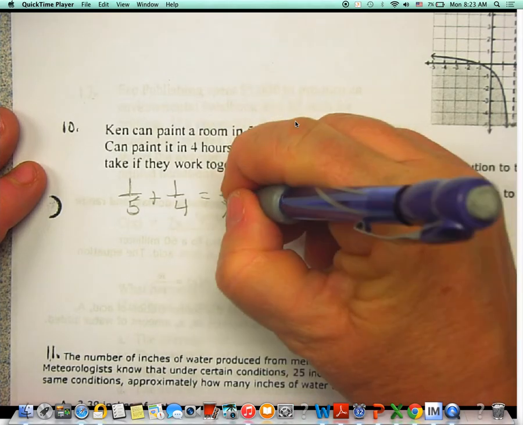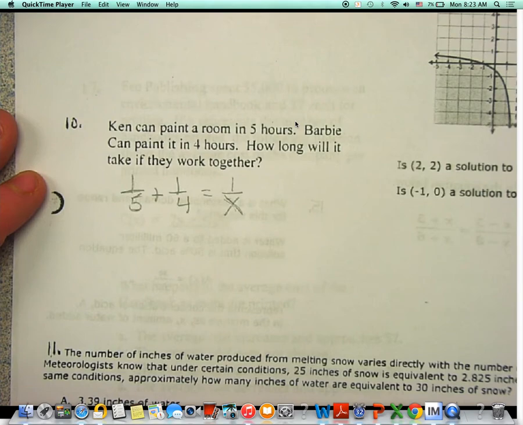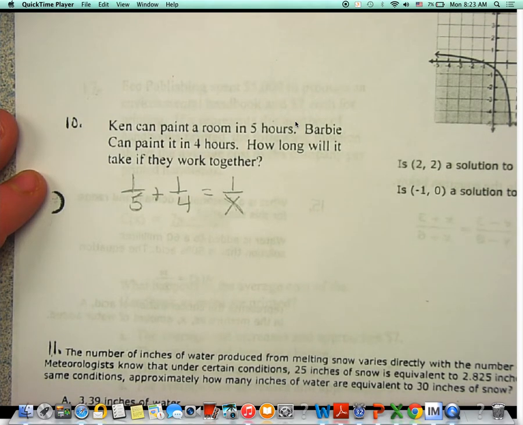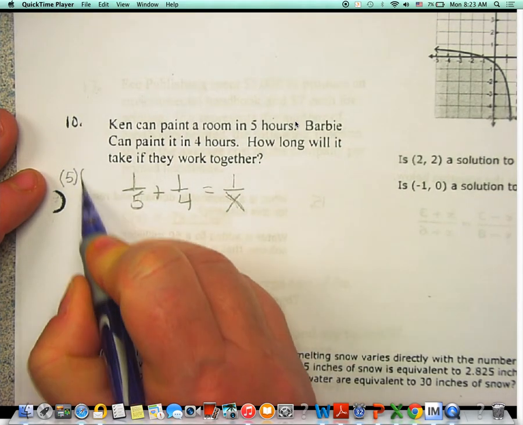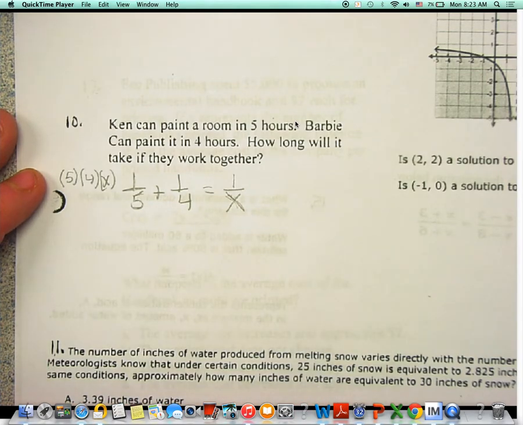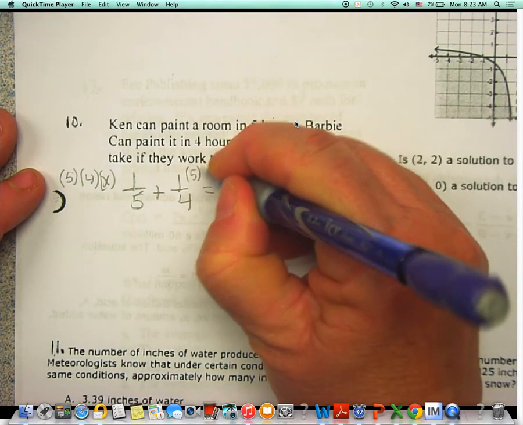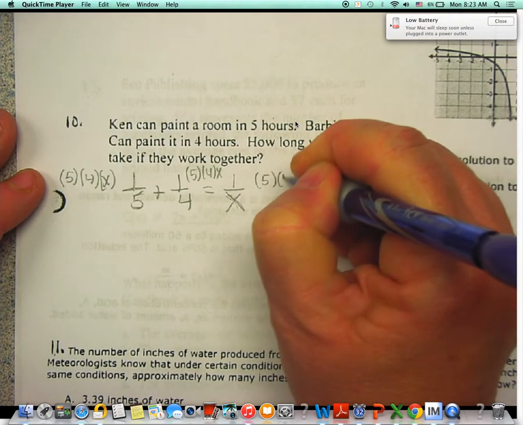Okay, Dylan? Okay. What are we going to multiply everything by? 20. Okay, and you could do, you don't have to do 20. You can do each one of these, 5, 4, and X if you want. But or you could do 20, either way.